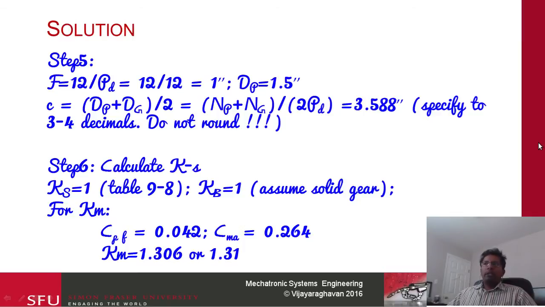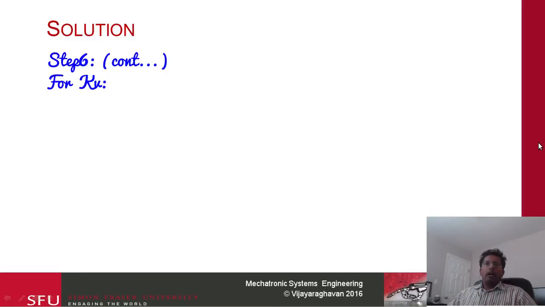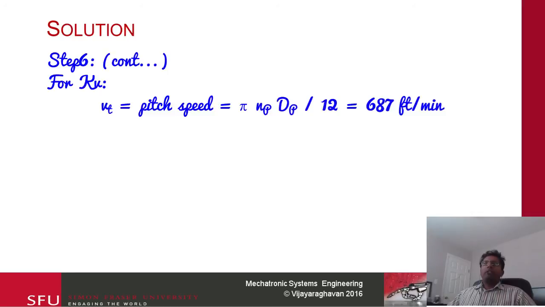So continuing with step 6. We have Kv, which is the velocity factor. For this, we need to calculate the pitch speed, which is given by pi times the RPM of the pinion times the diameter of the pinion divided by 12. So this comes to 687 feet per minute. The formula is actually pi d times n, but because of the conversion from inches to feet, you have to divide by 12.